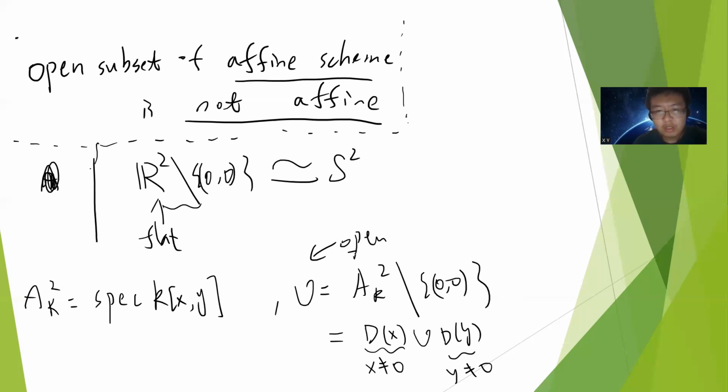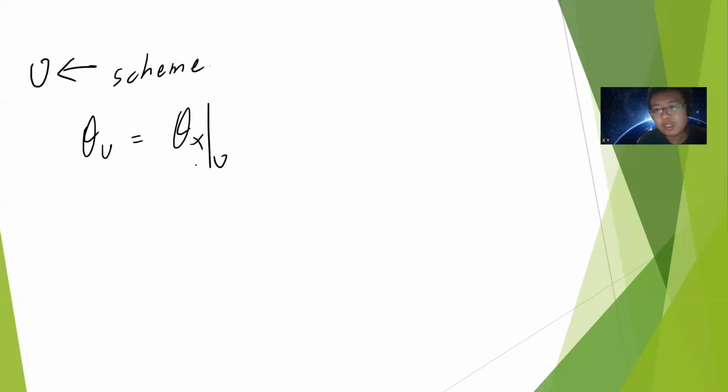Okay, so U is open, and by a previous result, or one in the future, one can prove that an open subset of a scheme will be a scheme. This is non-trivial. But basically, U is a scheme. The structure sheaf on U is basically the same as O_X, the original affine plane structure sheaf, restricted to U. Okay, so the claim is that U is not affine.